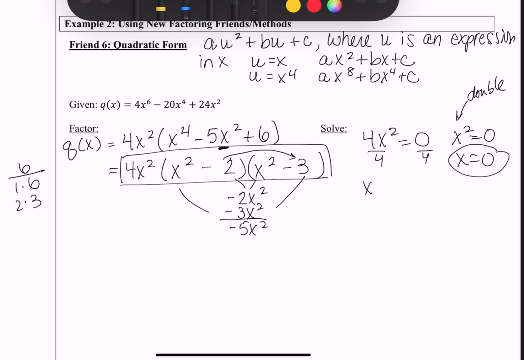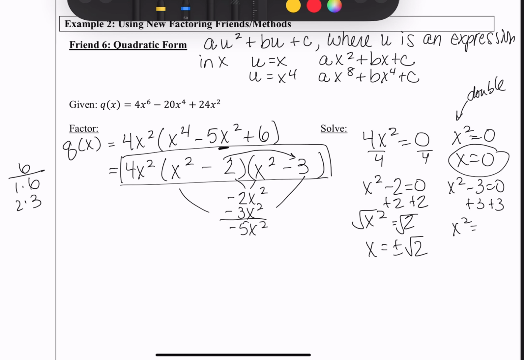I'm also going to take my next factor, x squared minus 2, and set that equal to 0. Solving that, I have x squared equals 2. Take the square root of both sides. That gives me x equals positive or negative root 2. That's approximately 1 point something. My last factor is x squared minus 3 equals 0. We'll add 3 to both sides. I get x squared equals 3. Same exact thing. I have x equals positive or negative root 3. Again, not sure exactly what that is, but it's somewhere between 1 and 2.